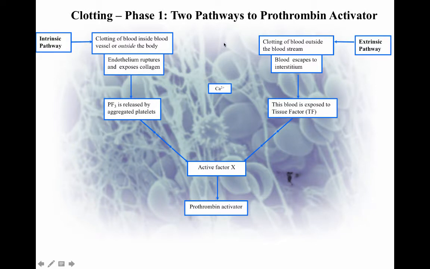Here in these two different pathways that we see to prothrombin activator, what we're looking at are the steps of the intrinsic and the extrinsic pathways in terms of how blood clots are formed. What we see is clotting of blood inside a blood vessel or outside the body. The endothelium will rupture and expose collagen. Then PF3 is released by these platelets that come together, and PF3 is just platelet thromboplastic factor. This is just inspiring more platelets to come gather.